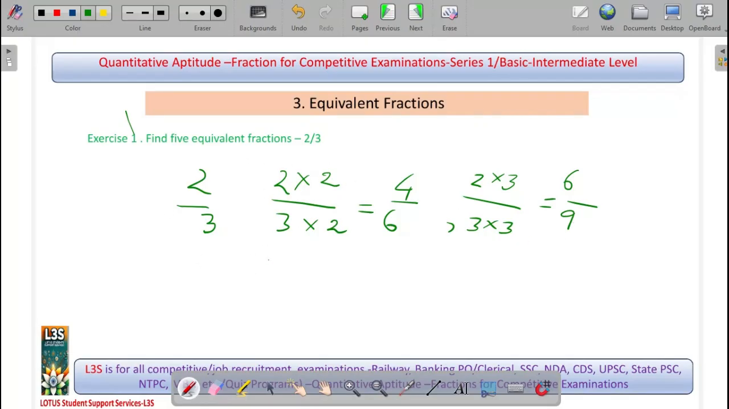One more we'll do: 2 into 4, 3 into 4. So the next equivalent will be 2 4s are 8 by 12. So similarly we can do 2 more, or more.